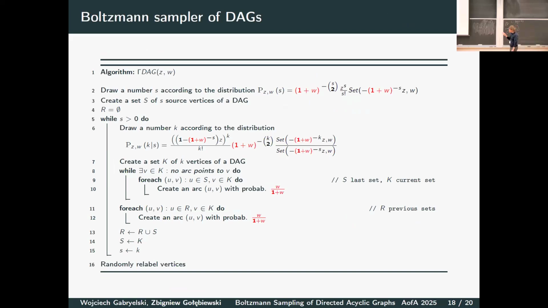And here in red, you can see the changes from the previous Boltzmann sampler. So the changes are, I would say, pretty subtle, because you only change most of the 2's to 1 plus w in those formulas. And also the probability of creating an arc, before it was 1/2, and now is w over 1 plus w. And all those probabilities and so on popped up in the formulas that we were deriving.